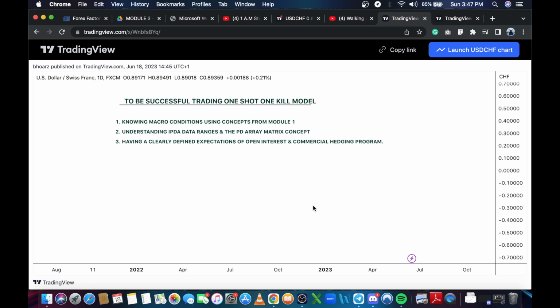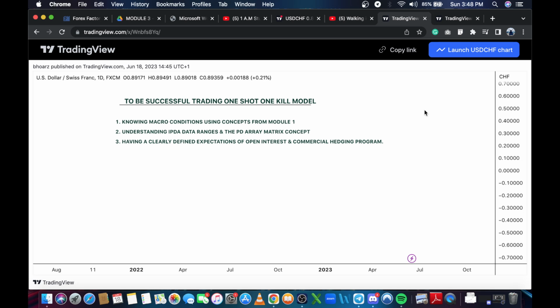Alright, so to be successful trading the one shot 1Q model, you need to, number one, understand macro conditions using concepts taught from module 2. So this is actually meant to be module 2. If you're wondering what module 2 is, that essentially is where we went through high time frame price delivery and all the tools you need to bring together for a very strong understanding of higher time frame price delivery. So I want you to go and revisit all the content. I think it's about 15 or so from module 2, where we went in depth into high time frame price delivery.